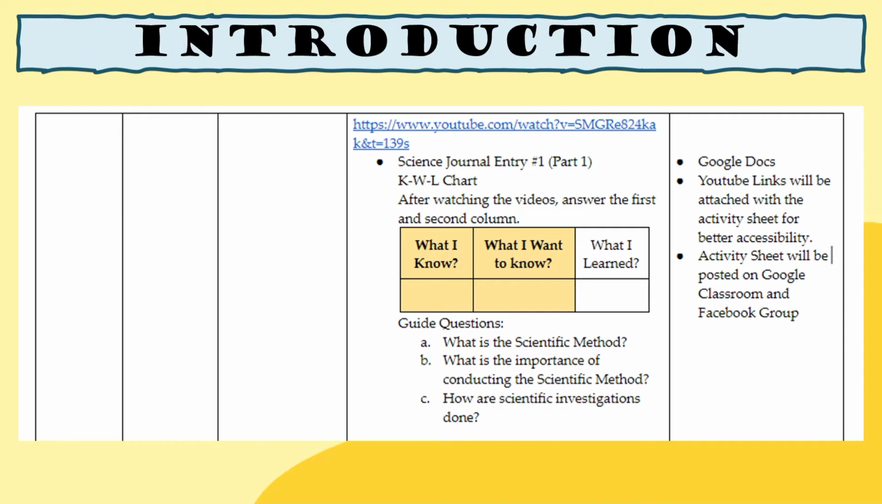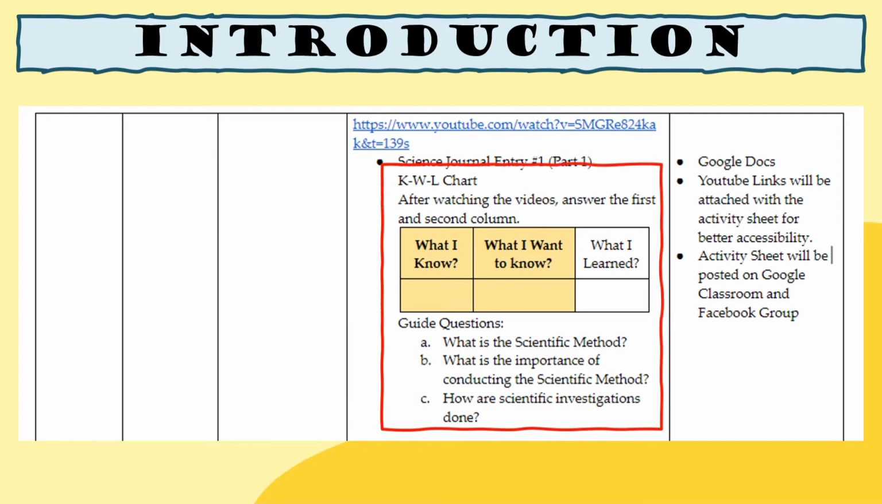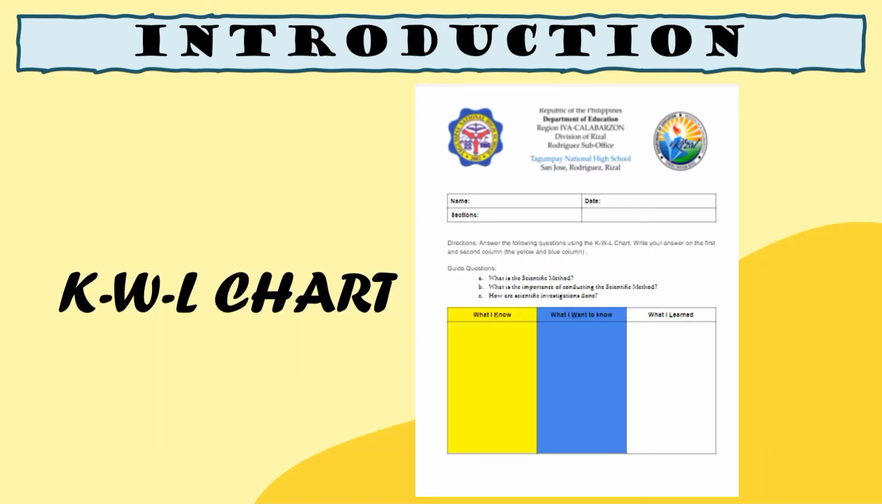All of these activities will be posted in the Google Classroom and Facebook group. This is an example of the KWL chart activity sheet for the students using Google Docs. It is one of the formative assessments of this lesson, which is to check the prior knowledge of the students.